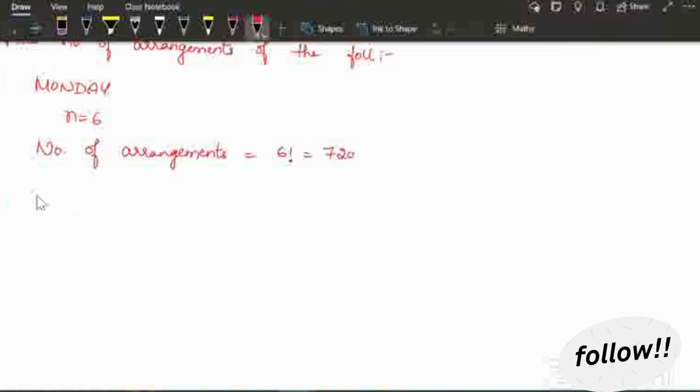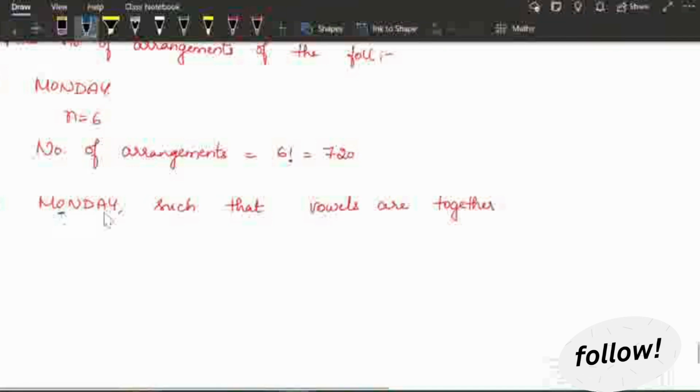Now suppose I need to arrange the letters of the word Monday such that vowels are always together. So here what I need to do is, how many vowels are there? All those vowels, we need to group them as one single object. Here I have O and A, these two vowels. We need to group them as one single object. So first rewrite this word by writing those two letters together and then count n.